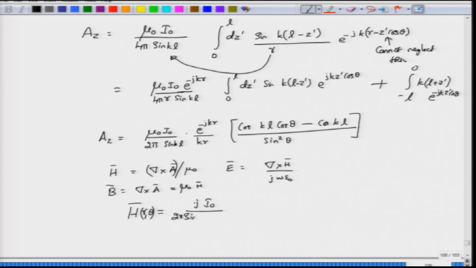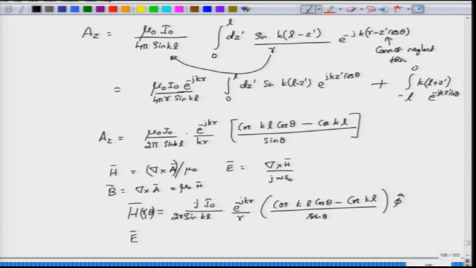You can show that it would be j I naught divided by 2 pi sin k L, and then e power minus j k r by r, and then cos of k L cos theta minus cos k L, sorry, this is not sin square theta, this is basically just sin theta. So, this is divided by sin theta, in the phi direction.